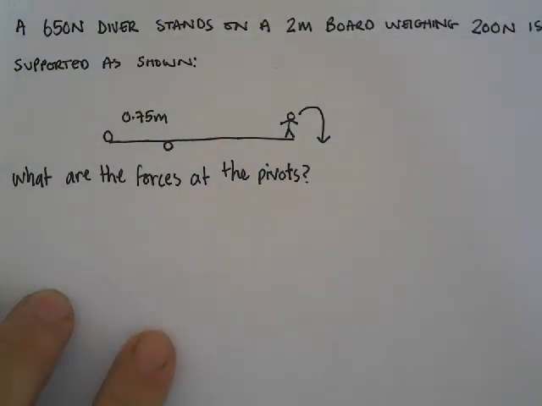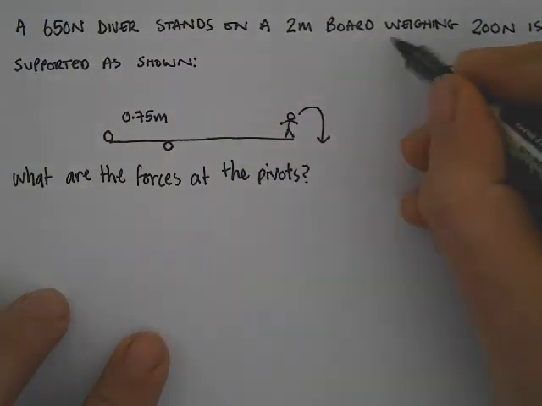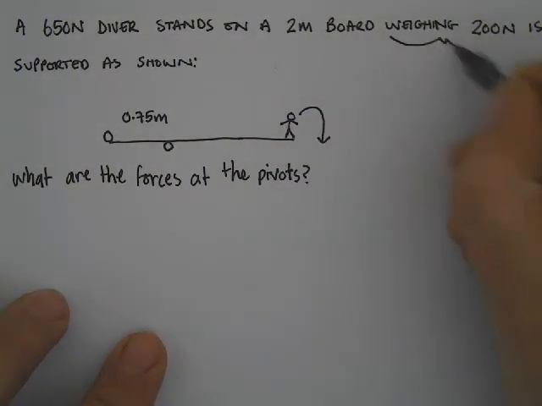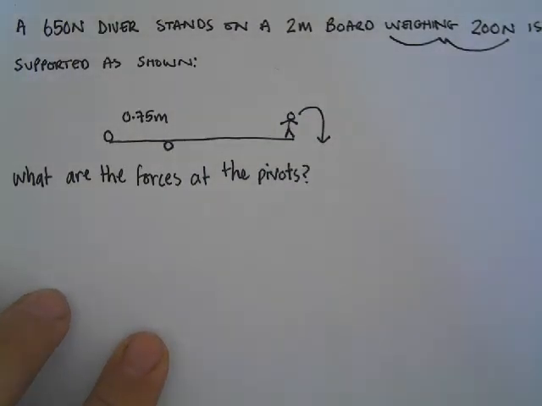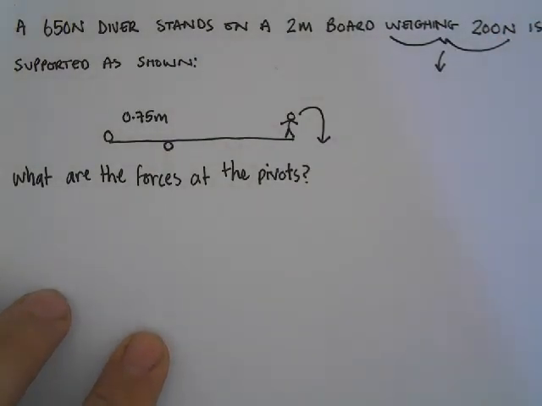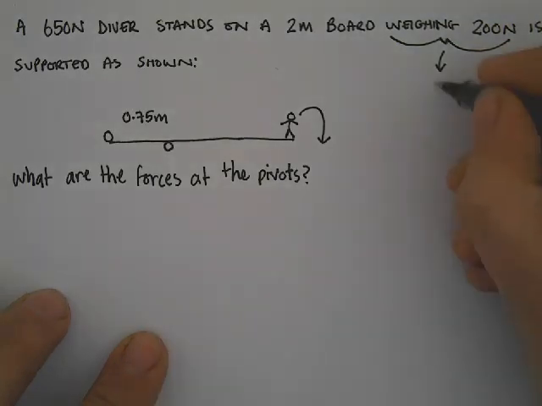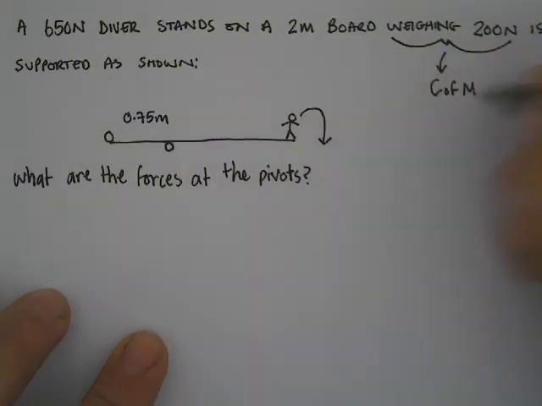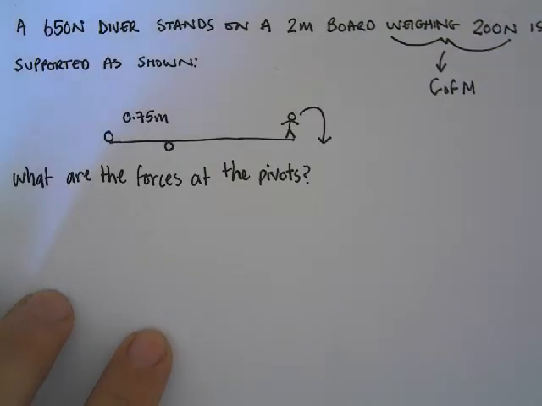There's something else in this question that's a bit of a clue as well. It tells us the weight of the board, and that's going to act, assuming it's a uniform board, and if it wasn't they would tell us, at the centre of mass or centre of gravity, whichever you prefer.